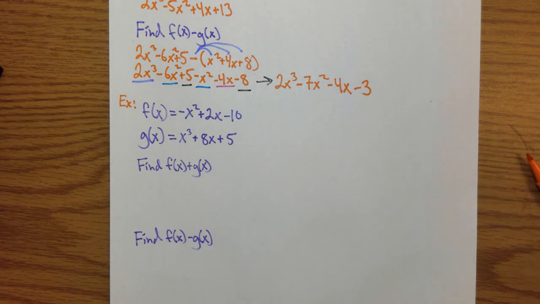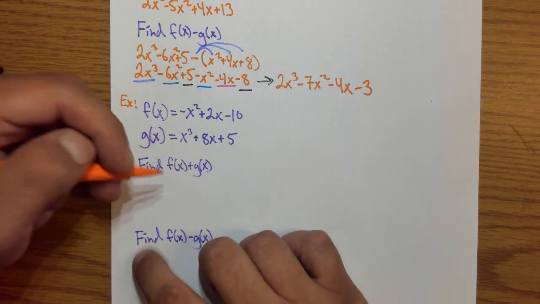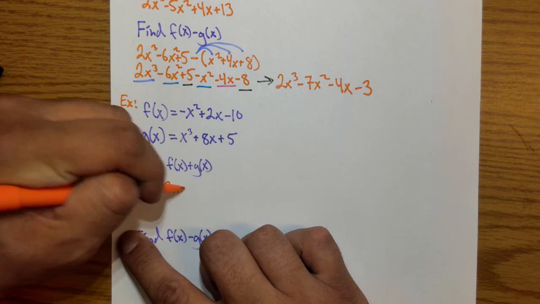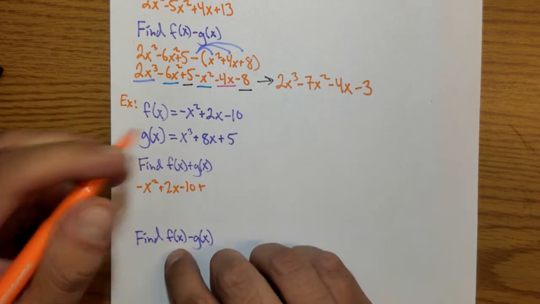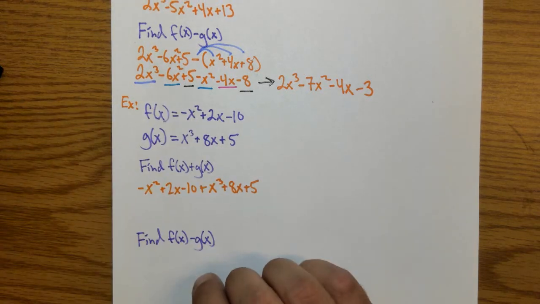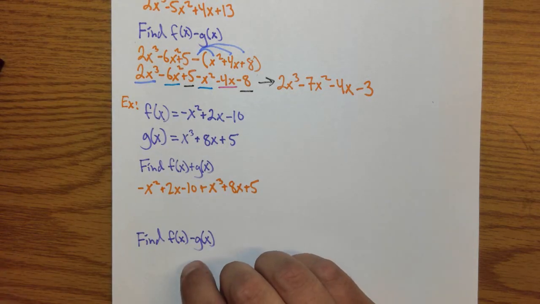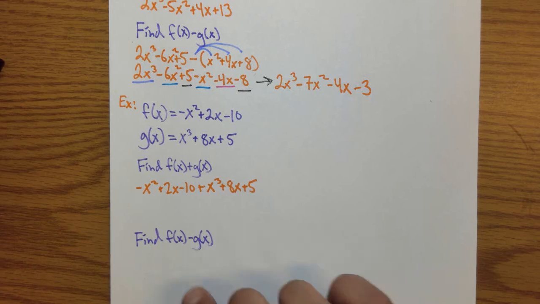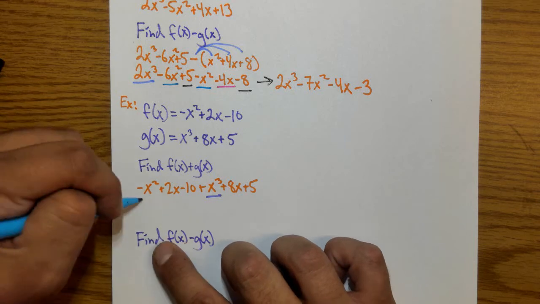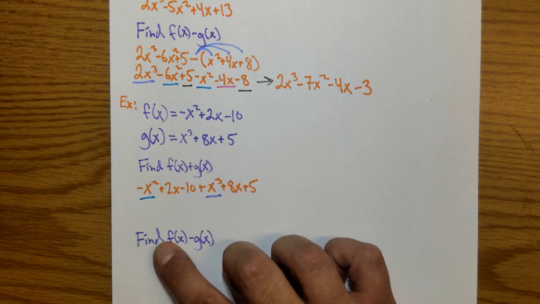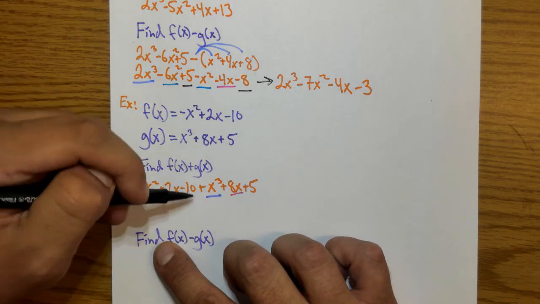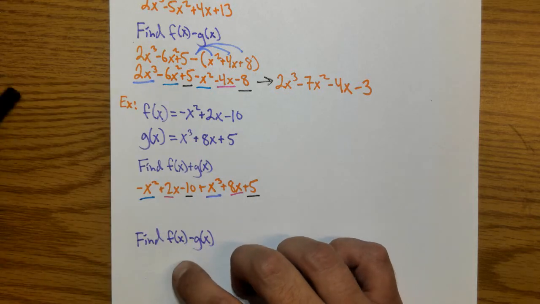So again, addition, we're just going to write it out. So f of x is negative x squared plus 2x minus 10 plus x cubed plus 8x plus 5. And combine like terms. So, wow, that's interesting. This one, we only have one x cubed term. We only have one x squared term, but we have two linear terms, and we have two constants. So really, we're only going to be combining the linear terms and the constants.